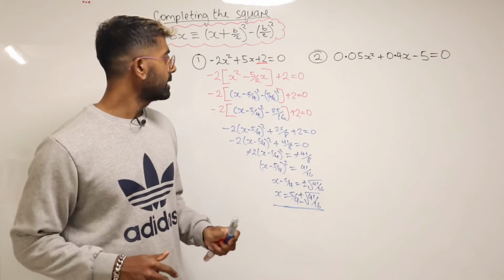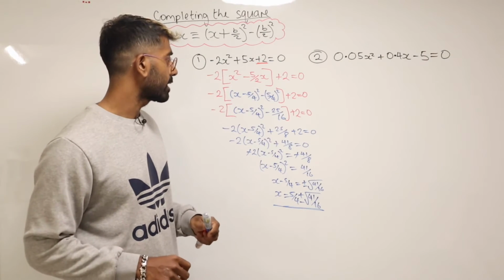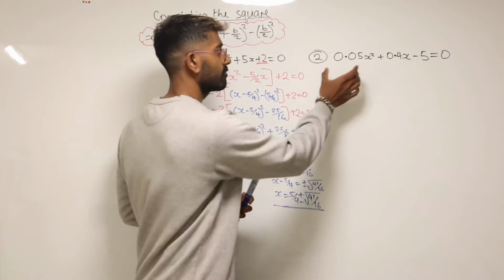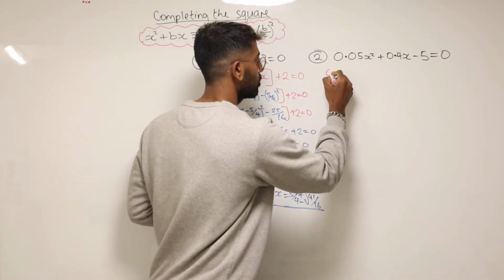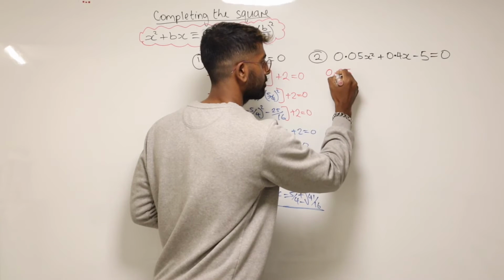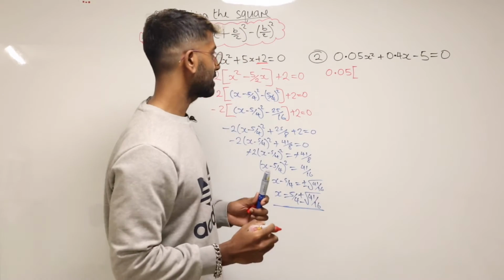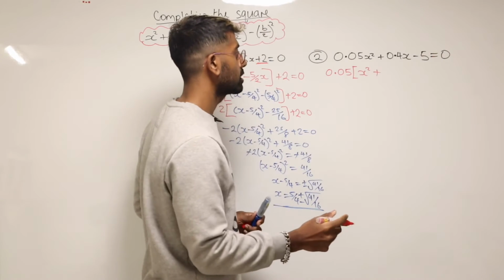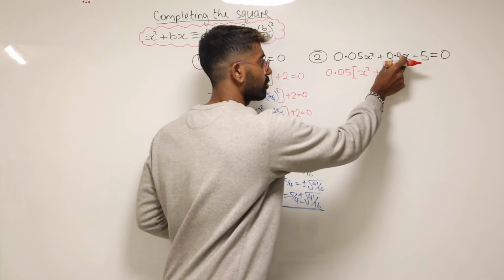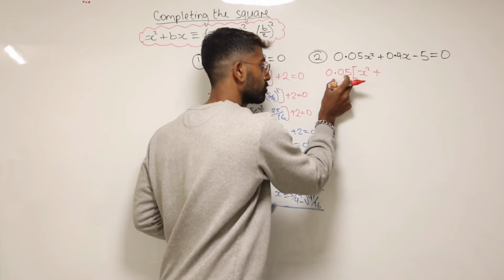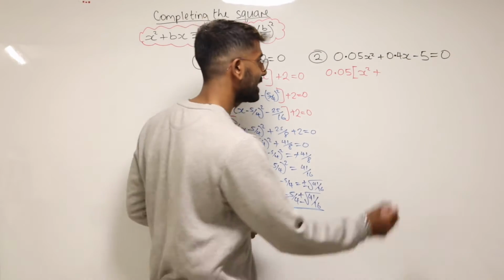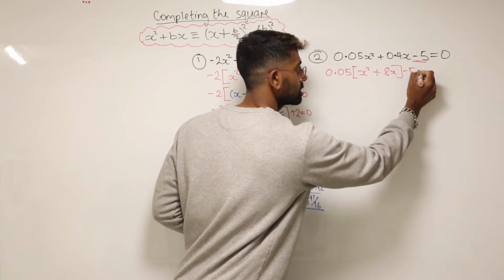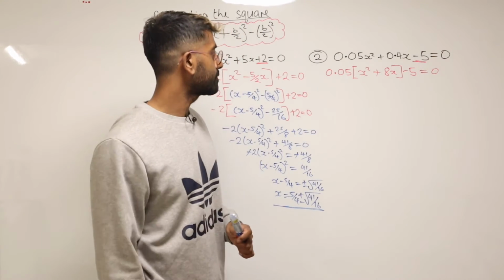Now the next one, we've got a big decimal there in front of the x squared, so let's also go ahead and do that one. What we'll need to do first, factorize out the 0.05. So we factorize that out, what's left in there would be, well, x squared plus. Now to find out what goes here, we'll have to do 0.4 divided by 0.05. I think that's 8, so 8x, like that there. And the minus 5 can stay on the outside.